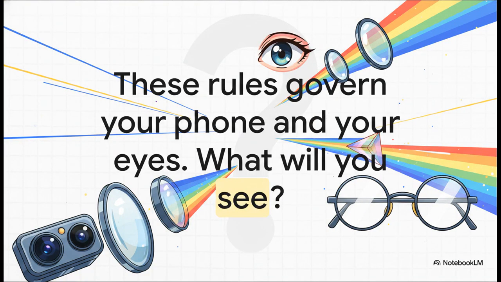And you know, these aren't just equations for an exam. These exact principles are running the camera in your phone right now. They're the reason the glasses on your face work. They are what's happening inside your own eye every single second. These are the silent, invisible rules shaping how you see reality. So the real question is, now that you know the rules, what will you see differently?